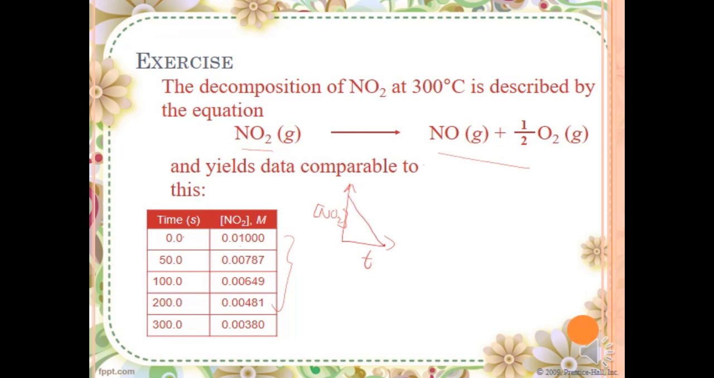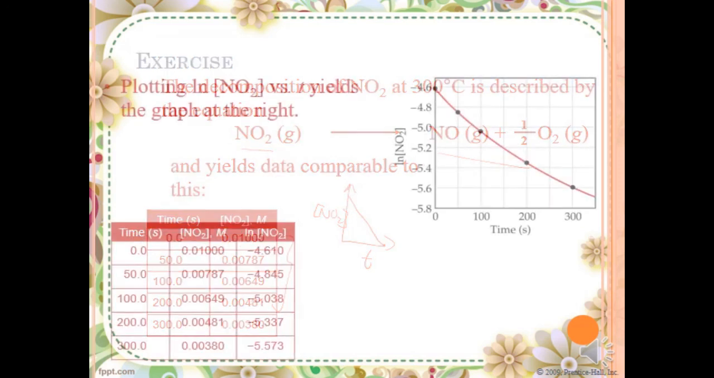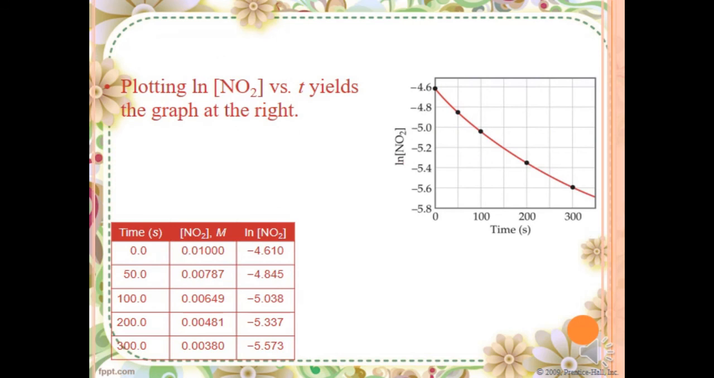So try plotting for first order. This is the plot for first order: ln the concentration of nitrogen dioxide. You have to take the ln of the concentration, so this is the ln value versus time, and see if you get a straight negative slope. But looking at this plot, it does not look like a straight line. So it means it's not first order kinetics.